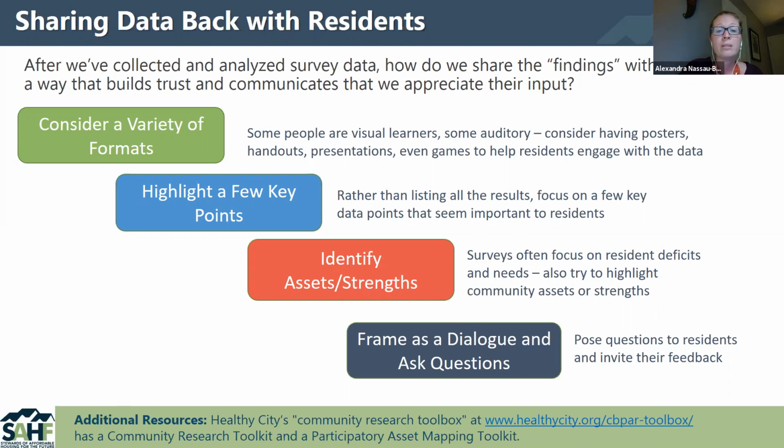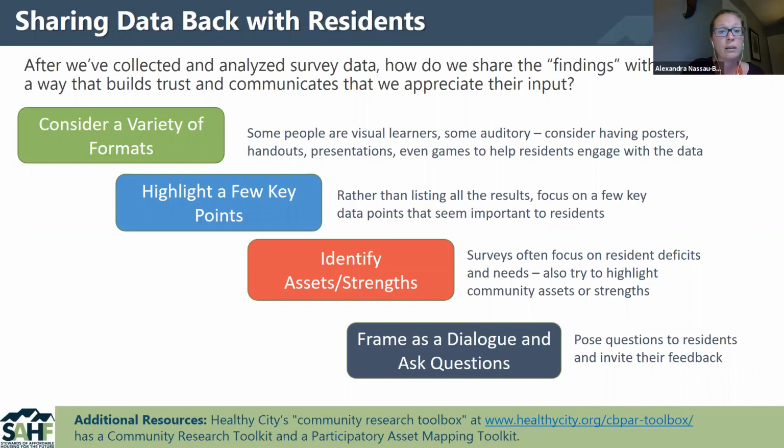We should be thinking about how to distill some of the information, highlight a few key points to try to identify what might be the most interesting or valuable for residents. Should be identifying assets and strengths. Our survey tools often focus on resident deficits and needs in the community because we're trying to help address them. But that can be challenging when you're trying to connect with residents, to share back that information and look for opportunities to engage differently. Look for opportunities to highlight the strengths in the community, assets, the successes that have emerged anecdotally and in the data itself.